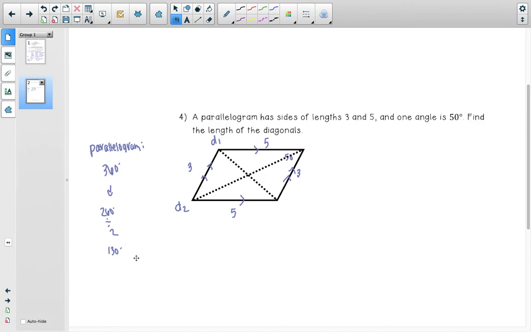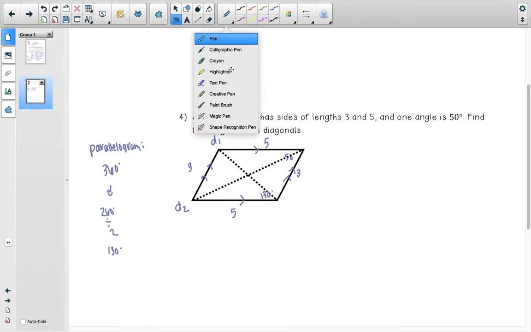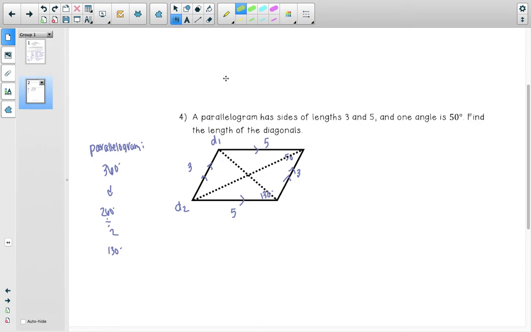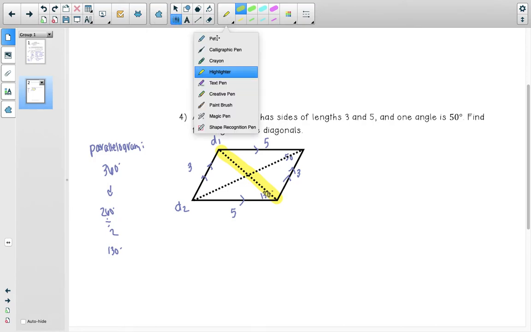Yeah, that's off. Okay, so this is right here, 130 degrees, depending how you look at it. Okay, so let's try to find, get a highlighter tool, diagonal 1 first. So let's try to find this first. Okay, so that's our goal. So the question is, what kind of information do we have and how can we do this?